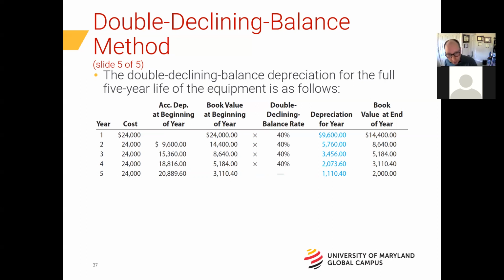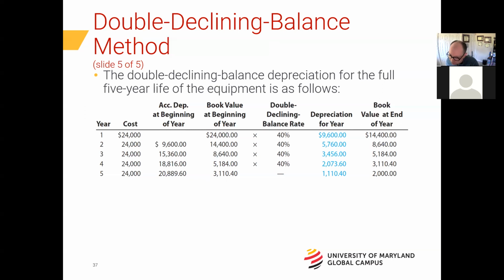Now look at year two. Year two, my book value at the beginning is 14,400. I got that from the end of year one. Times the 40% gives me 5,760. 14,400 minus 5,760 equals 8,640. And then you keep repeating that process.